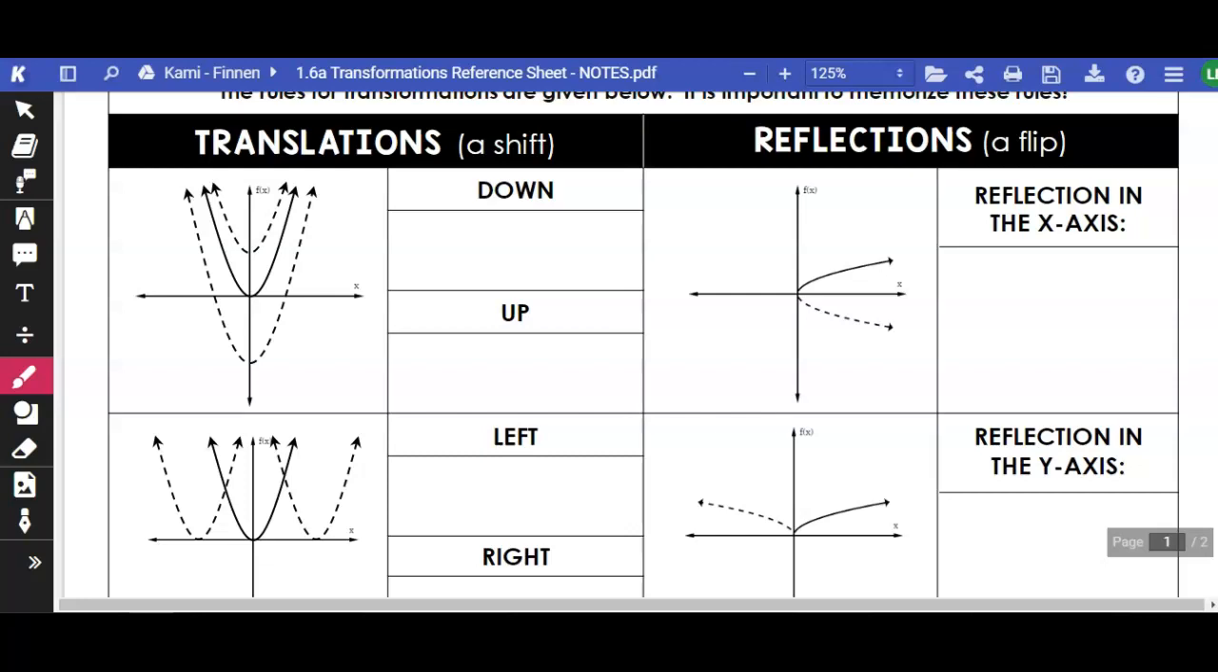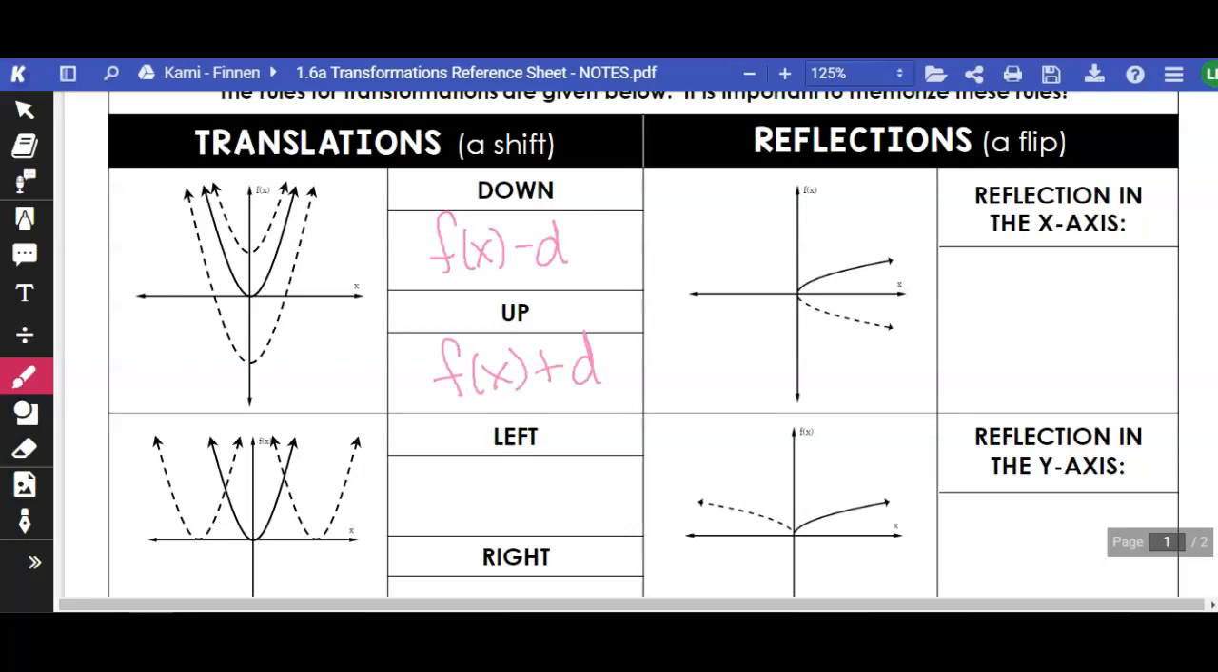So a translation is if I'm just going to take the function and move it up and down. When you do that, all you're doing is adding to the end of the function. So to shift it down, we would have f of x minus d. And d is just a number, right? So if I have x squared minus 5, my x squared gets translated down 5 units. Up would be f of x plus d.